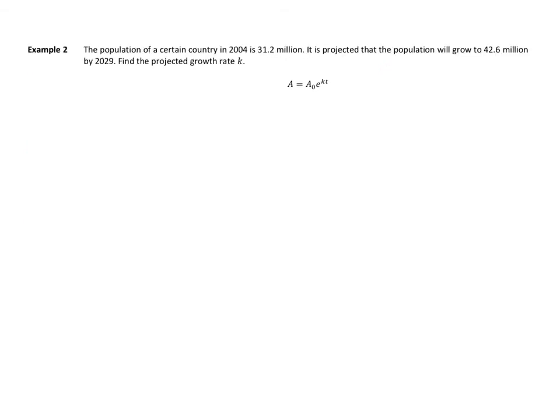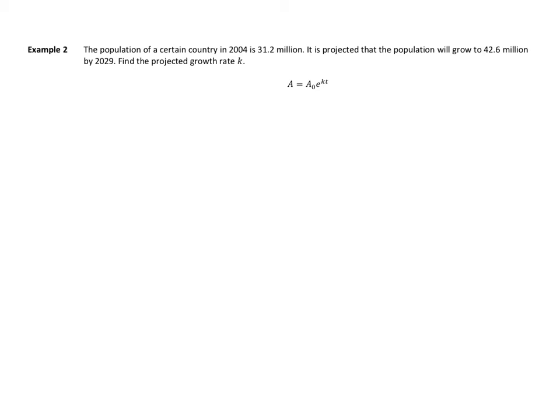In example 1, we looked at exponential decay. This one is going to be exponential growth. It says the population of a certain country in 2004 is 31.2 million. It is projected that the population will grow to 42.6 million by 2029. So what's the growth rate here? Which means solve for the value, this constant k. Do we have enough information in this problem to do that?